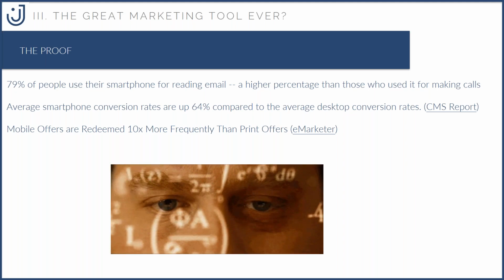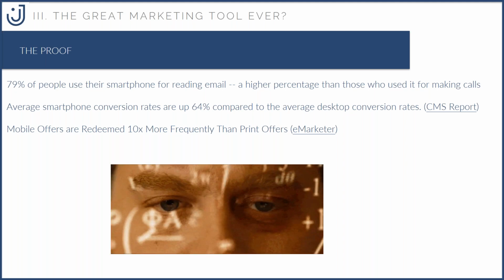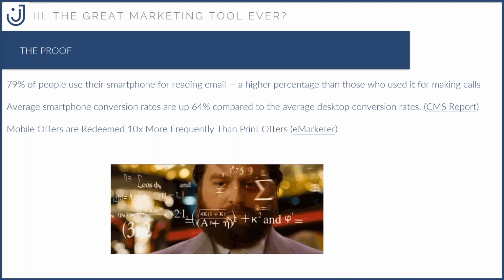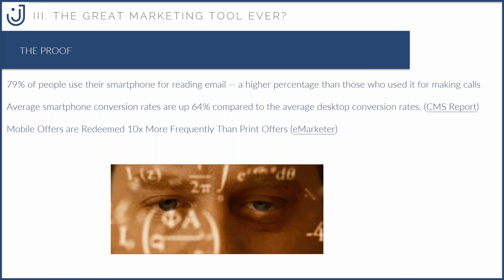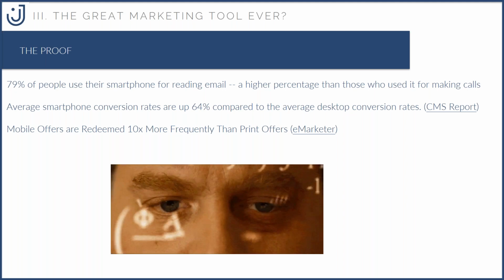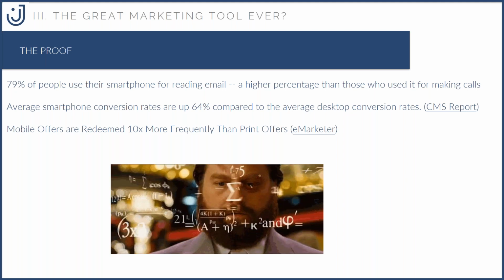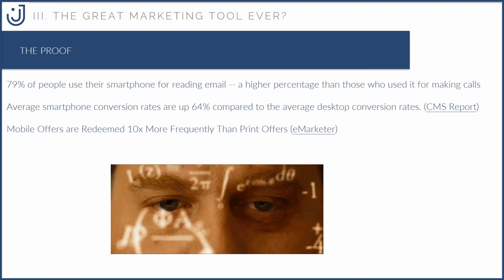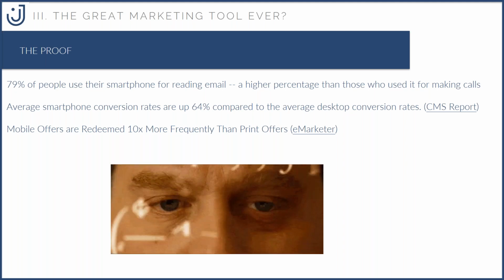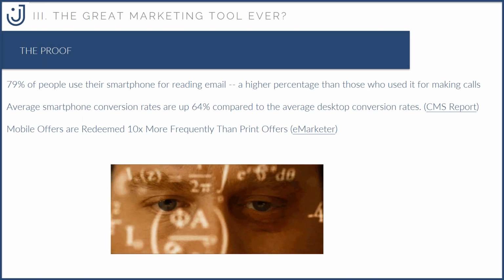The next one, average smartphone conversion rates are up 64% compared to the average desktop conversion rates. That's pretty big, 64% on mobile conversion. Mobile offers are redeemed 10 times more frequently than print offers.